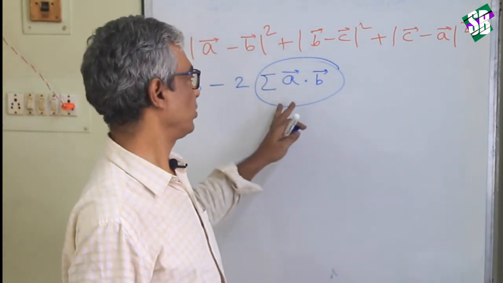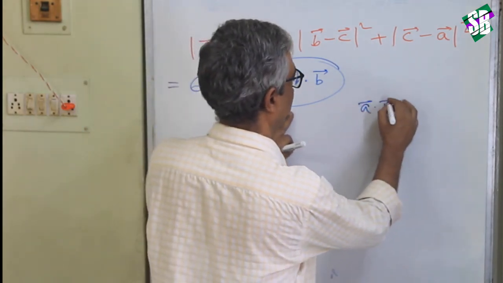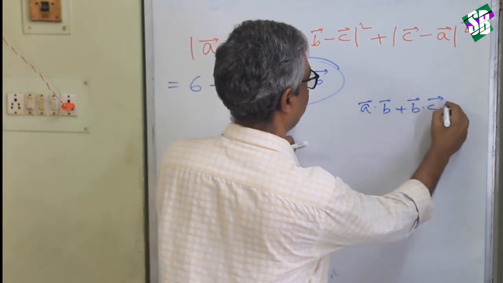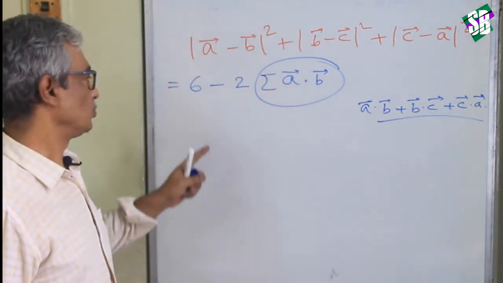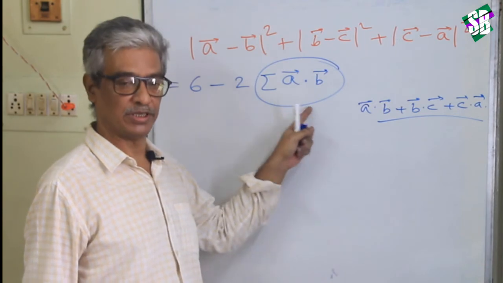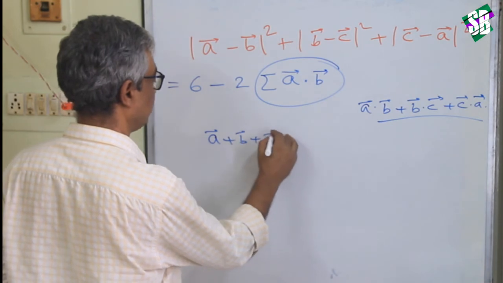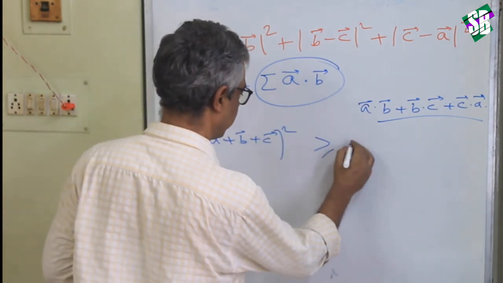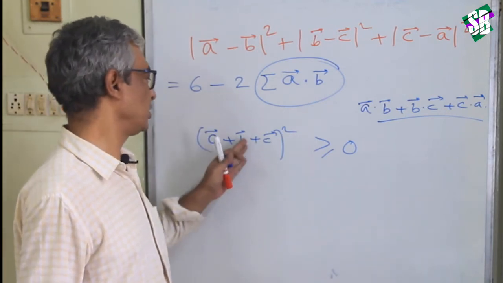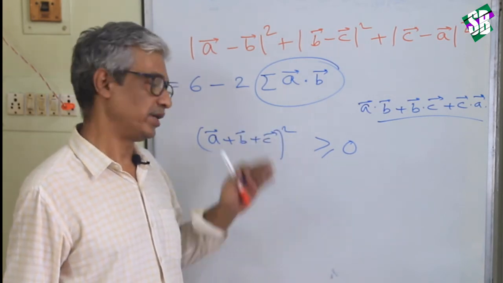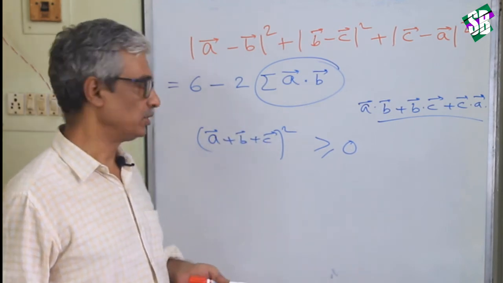Okay, this is a shorthand notation for writing a vector dot b vector plus b vector dot c vector plus c vector dot a vector. Now you have to do something about this. We know that (a vector plus b vector plus c vector) whole square is greater or equal to 0, right? Because this means the mod of a vector plus b vector plus c vector squared. Since mod cannot be negative, the square is always greater or equal to 0.